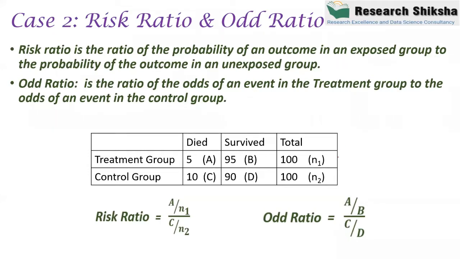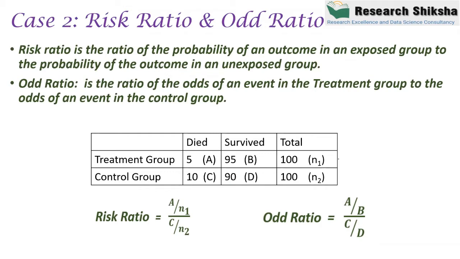And after that, there are 100 people in group number 1. There are 100 people in group number 2, and you give medicine in group number 1. As a result of the medicine, 5 people died and 95 survived. In the control group, 10 people died and 90 survived.